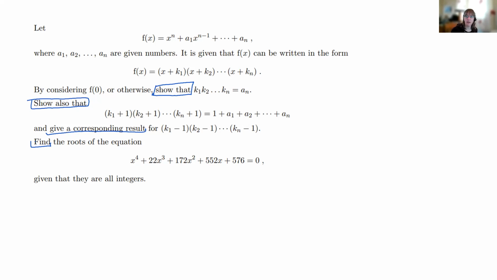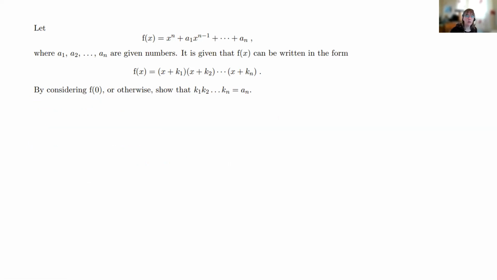Okay, let's have a look at the first part of the question. It says by considering f of 0 or otherwise. If a question says or otherwise, you can use different methods if you want to. Most of the time, a different method will not be any easier to apply than the method that it has suggested. So we have two different expressions for f of x, so let's equate them.